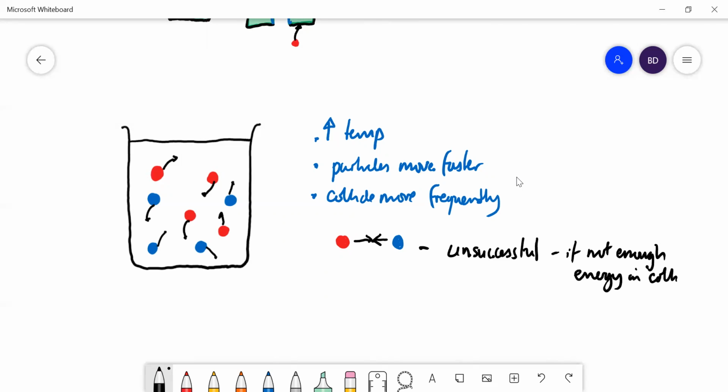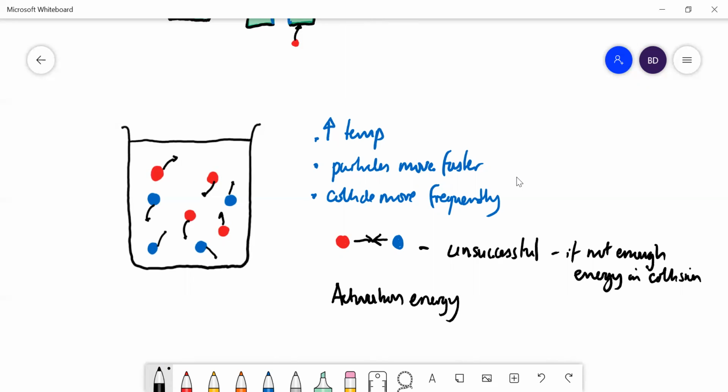Okay, so this minimum amount of energy required for a collision is called the activation energy. That's the minimum amount of energy in the collision required for the particles to successfully react. If they don't have that, they just bounce off each other.